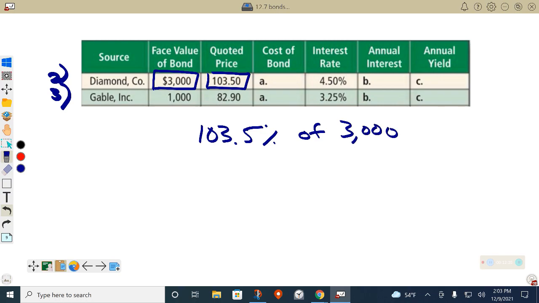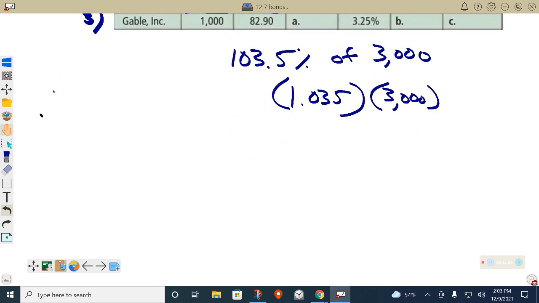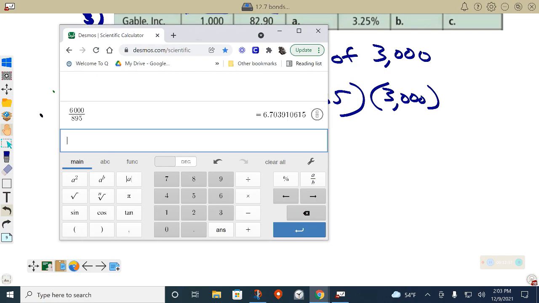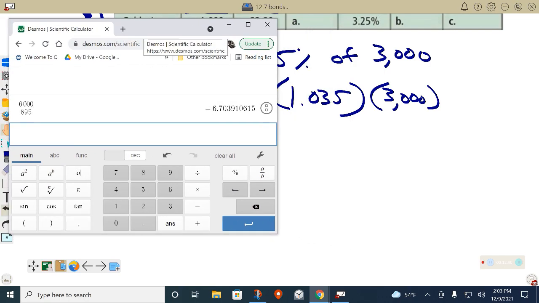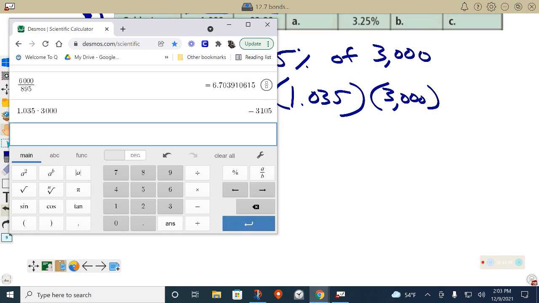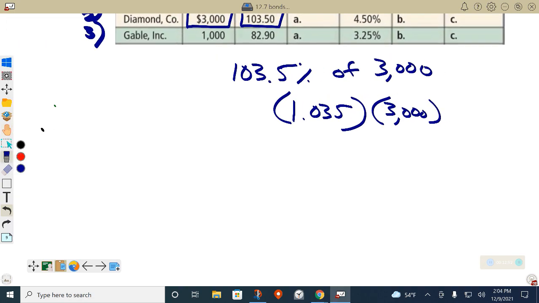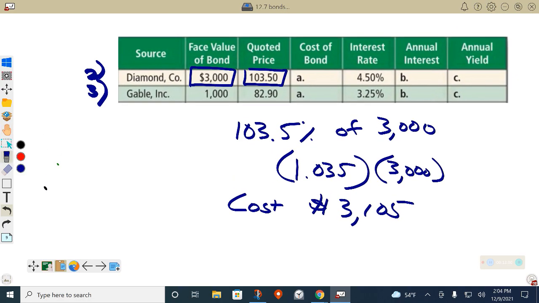Well, how do you find 103.5% of anything? Turn that puppy into a decimal. Look, I moved the decimal to the left twice, remember? That's week one, times 3 grand. Here we go, watch this. 1.035 times 3 grand, 3105. 3,105. That's the cost. So we'll put that in part A.